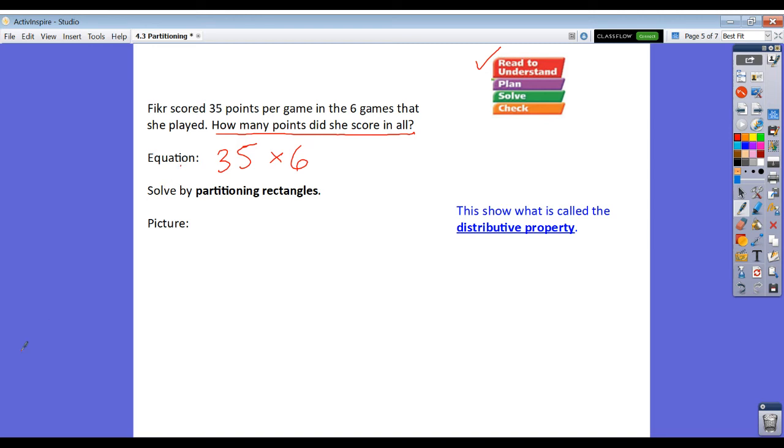Now, is this an equation yet? Right? You must have your equal sign. So I will put equals. I'll use P for points. Now, I want you to pause the video and do the rest. Solve this problem using the partitioning rectangles strategy, show your picture, and play back when you are ready to see the solution.